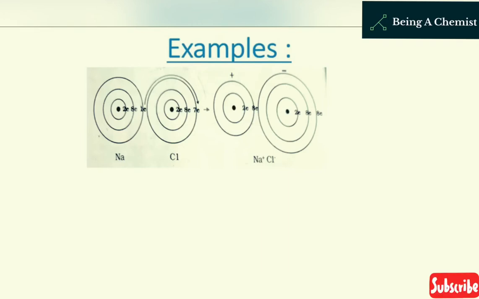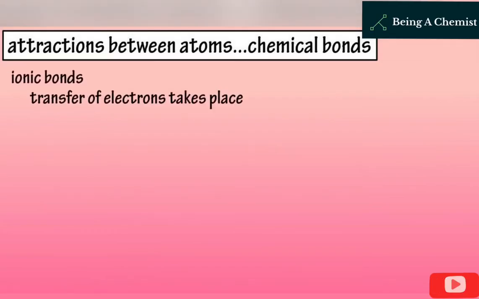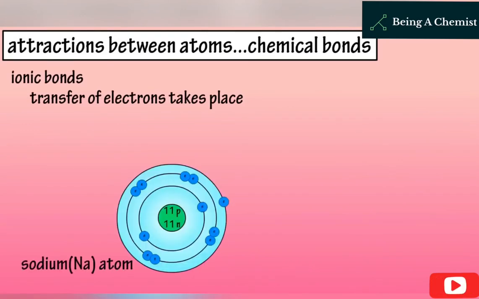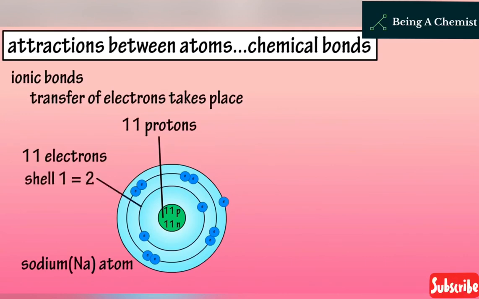To have a better understanding of this example, have a look at how this whole transferring process happens. Basically, attractions between atoms form chemical bonds, as you all know already. So in ionic bonds, transfer of electrons takes place. As you can see, it is a sodium atom. There are 11 protons, as the atomic number of sodium is 11, so electrons will be 11 as well.